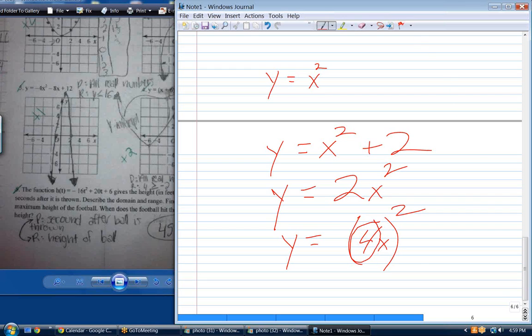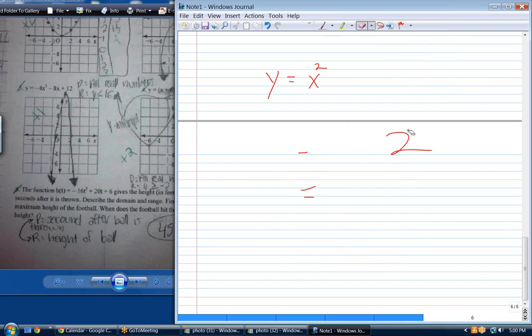Notice that horizontal shrinks are the same as vertical stretches. If I take my parabola and I vertically stretch it, it gets skinnier. Well, if I take my parabola and horizontally shrink it, it gets skinnier. So the horizontal shrink is the same as the vertical stretch. All right, let's go on.